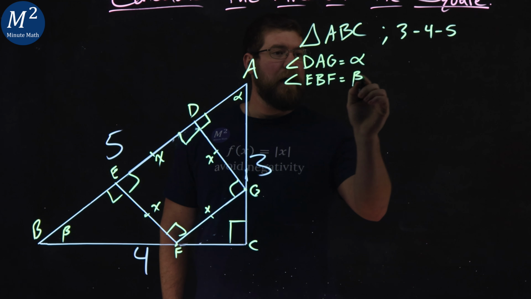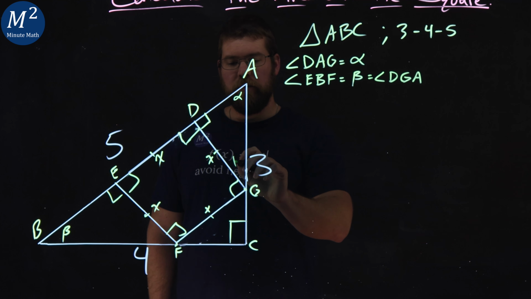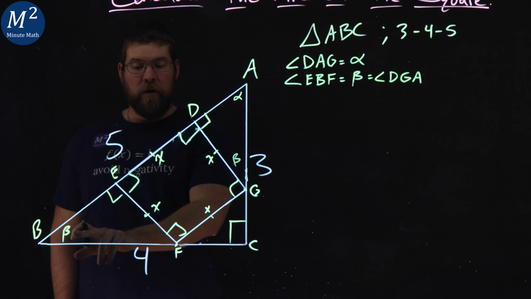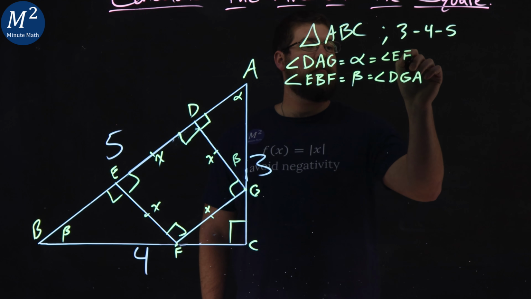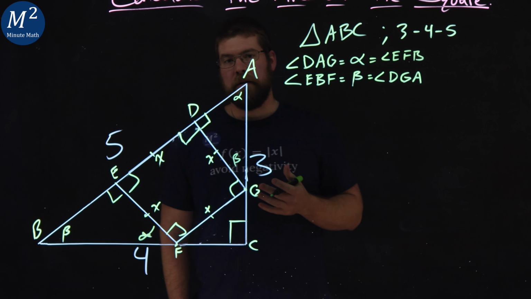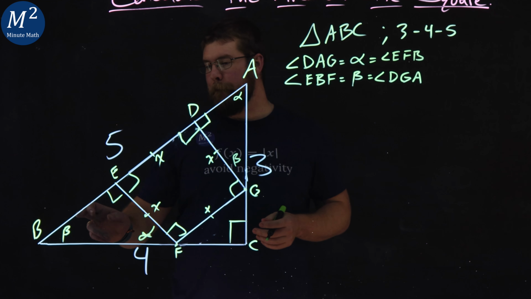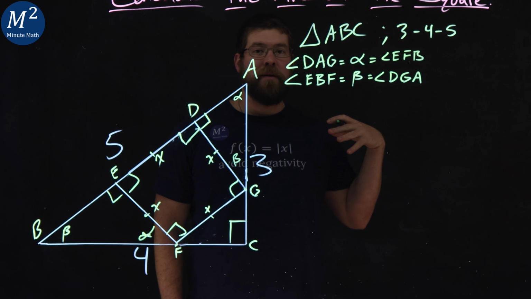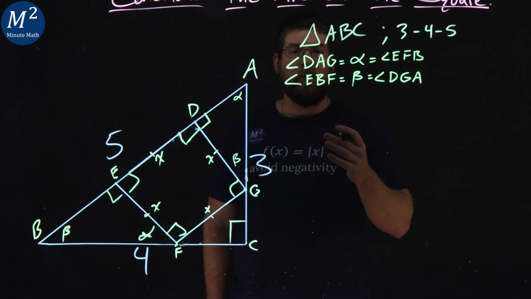So angle DGA is also equal to beta. Similarly, we can do the same thing down here. We have the angle beta, we have 90 degrees, so angle EFB is also equal to alpha, okay? And what does that tell us here? Since these triangles, DAG, BEF, and our larger one ABC, all have the same angles, the angle theorem would say they're all similar.